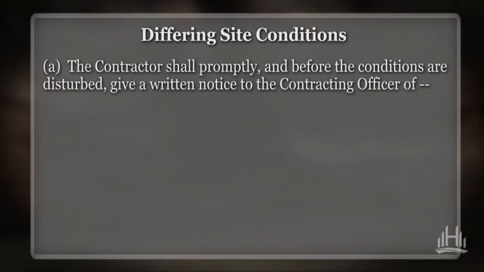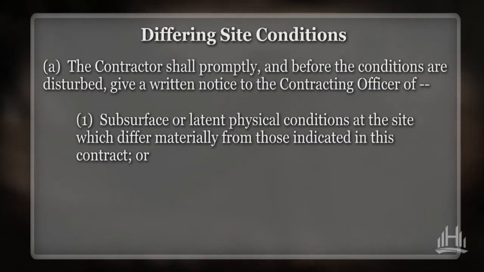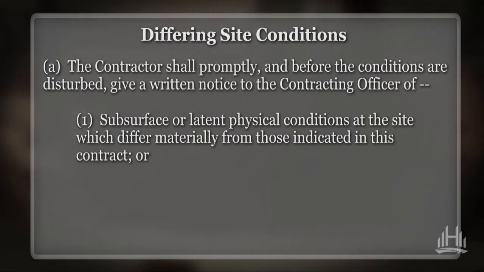There are two types of differing site conditions, and these are usually referred to as Type 1 and Type 2 differing site conditions. Type 1 conditions are subsurface or latent physical conditions which differ materially from those indicated in the contract. For a contractor to receive additional compensation under this type of condition, the contract must contain a representation of the condition in the contract documents, and the condition encountered must differ materially from what was represented. A compensable Type 1 condition is usually one that is reasonably unforeseeable on the basis of all of the information available to the contractor at the time of bidding.